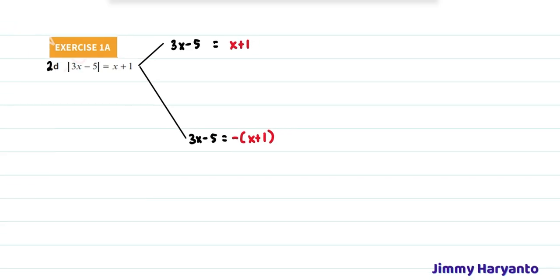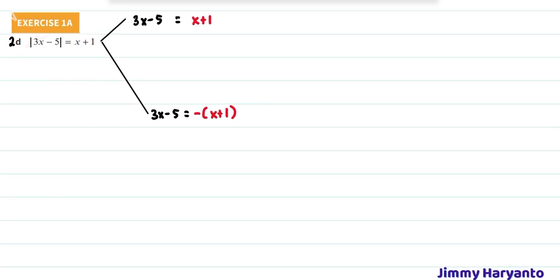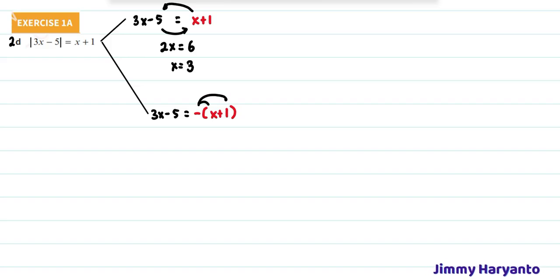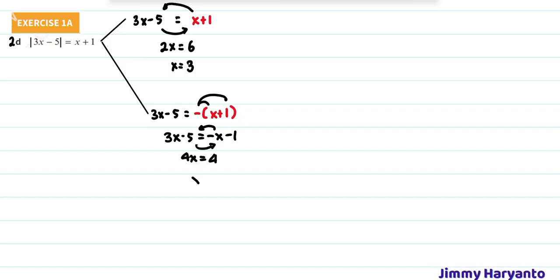So solve it using algebra. This x moves to the left hand side, this negative 5 goes to the right hand side. For the left hand side you will have 2x, for the right hand side you will have 6, so x equals 3. For this one you have to simplify the negative first, so you'll have 3x minus 5 equals negative x minus 1, and then you move the negative x to the left hand side, you'll have 4x equals, move the negative 5 to the right hand side, so you'll have negative 1 plus 5 equals 4. So x equals 4 divided by 4 equals 1.